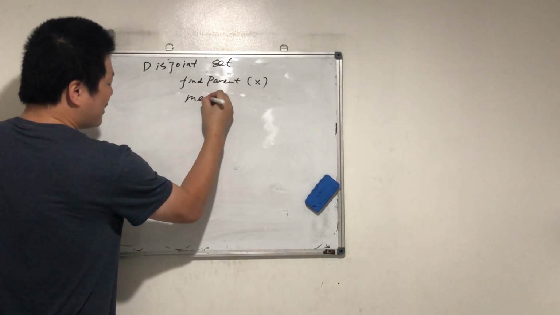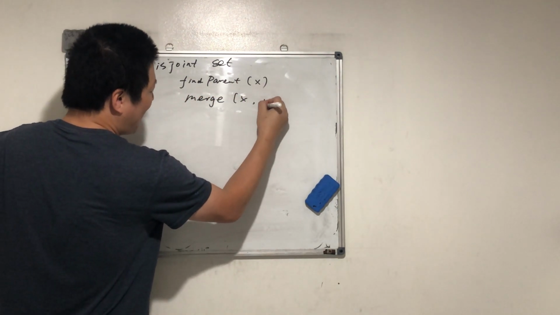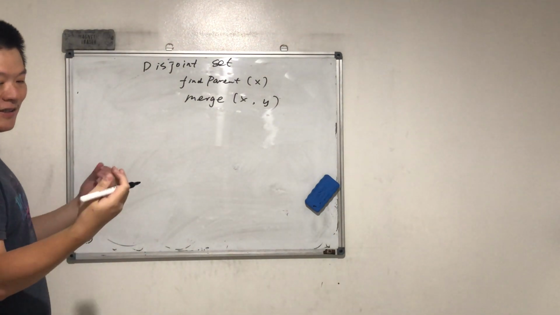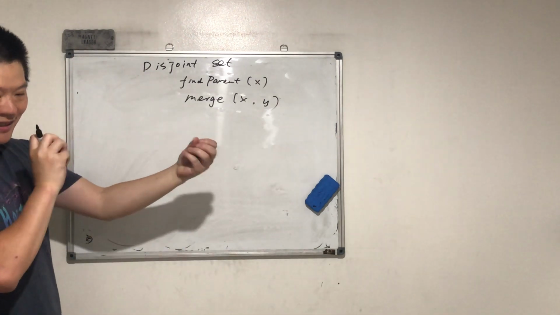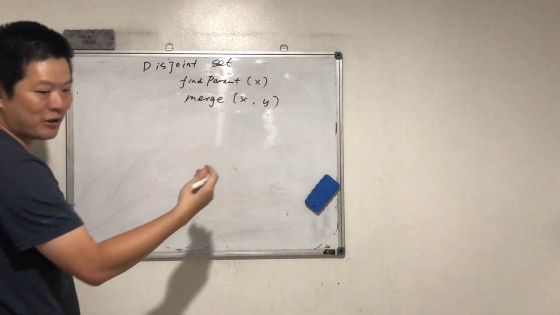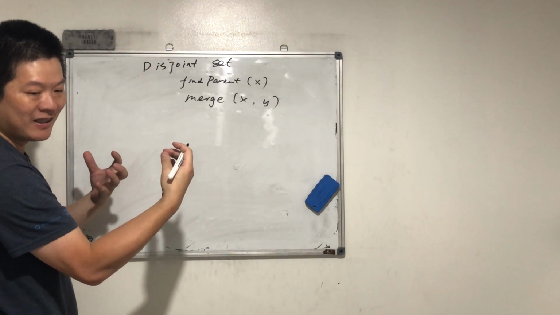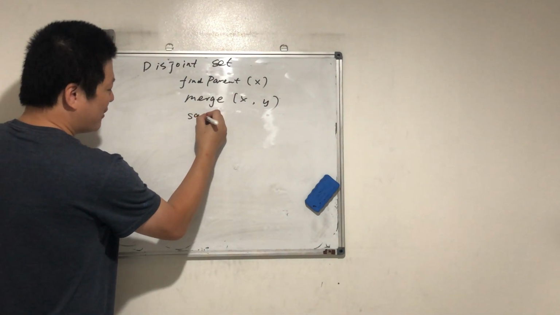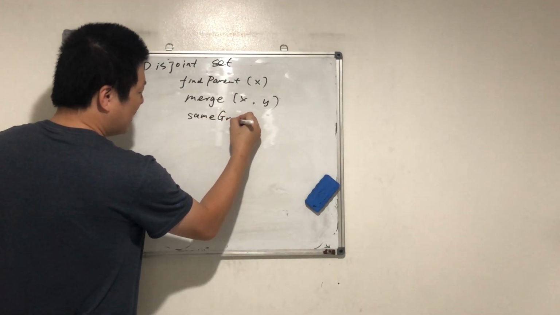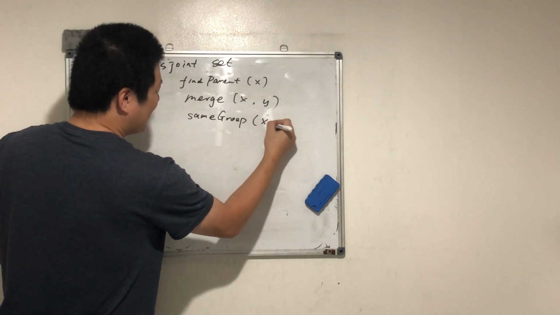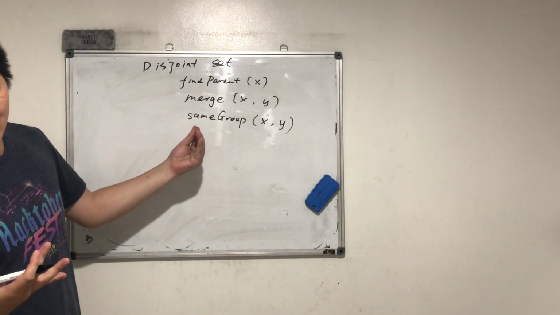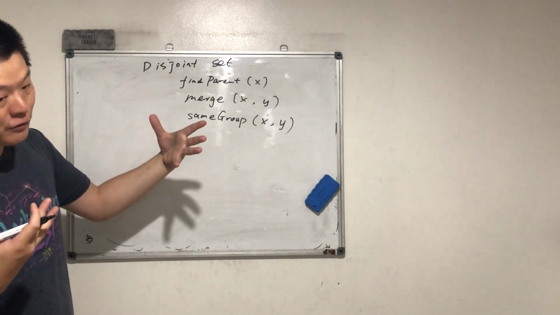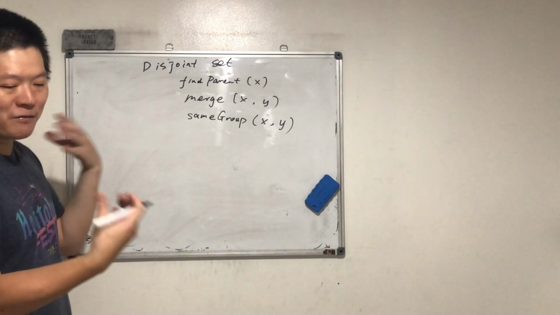Merge. Yeah. We want to merge 2. Merge x and y. And what else? We want to find out if they belong to... Come on, they belong to what? Same group. Belongs to the same group. Okay, same group. And what else? And we want to find out the number of what? Number of what?